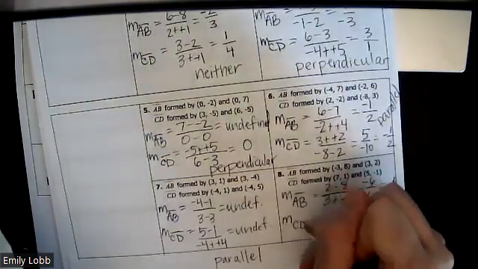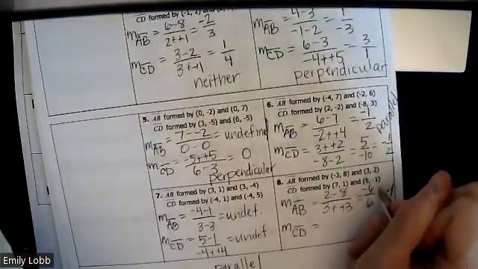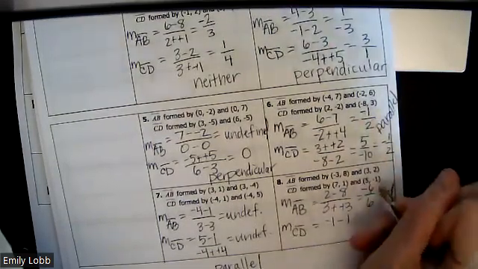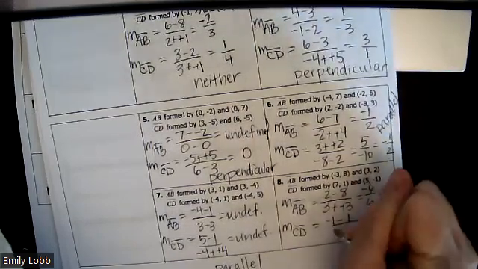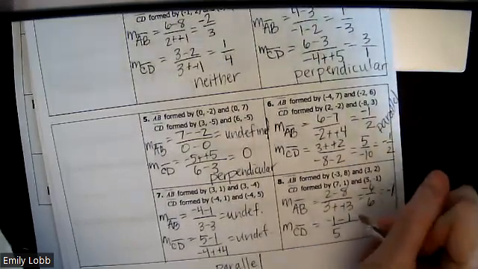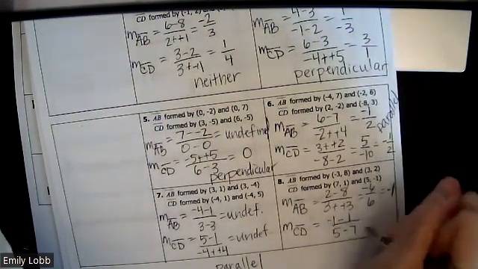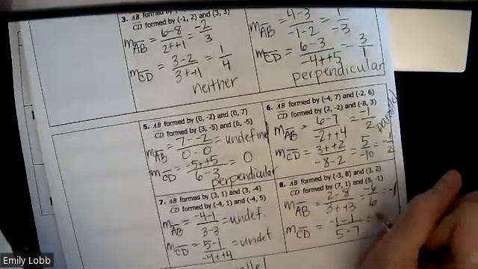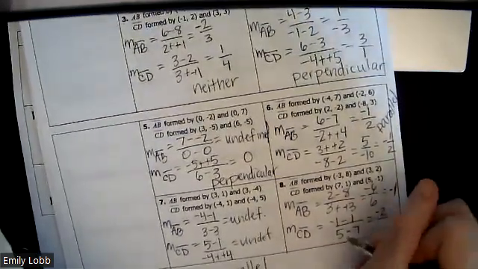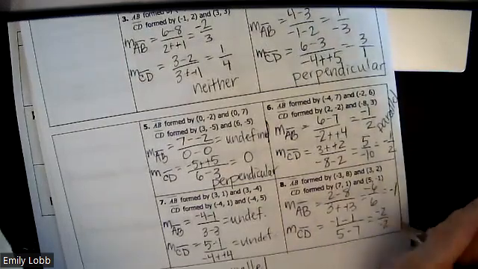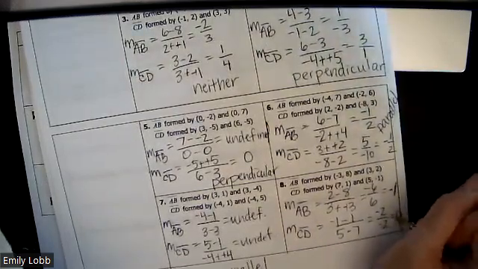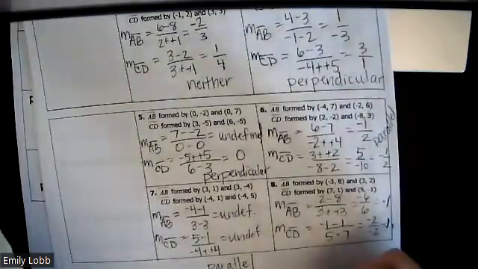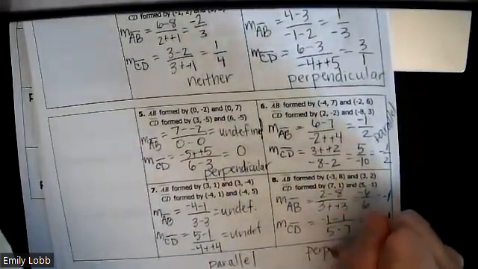So our slope of CD, negative 1 minus 1 on top. That's our change in y. And then 5 minus 7. So I don't think this is going to be 1 or negative 1. Because this is negative 2. Oh, maybe it is. And this is also negative 2. So this is positive 1, right? So these two lines, they're not the same, so they're not parallel. So they are perpendicular.